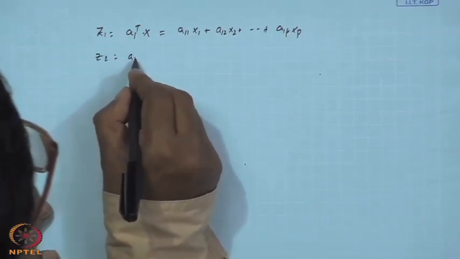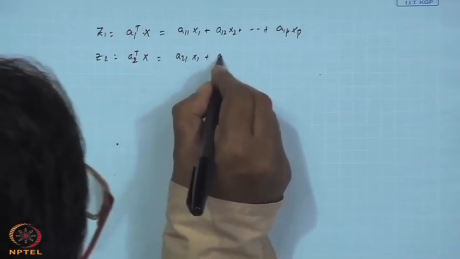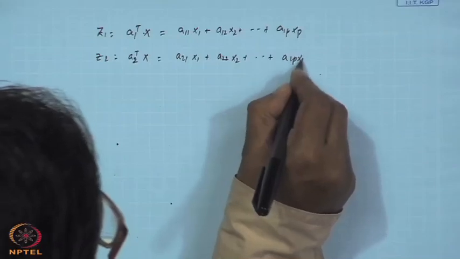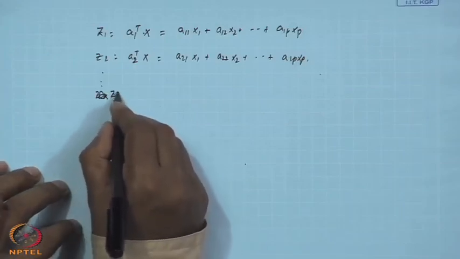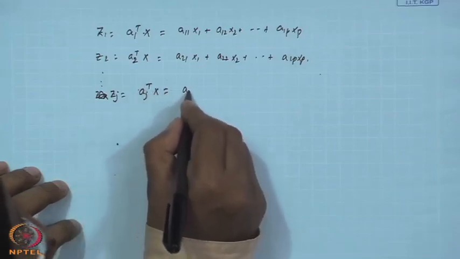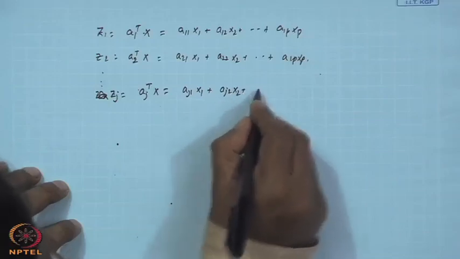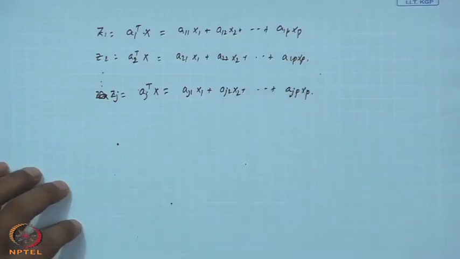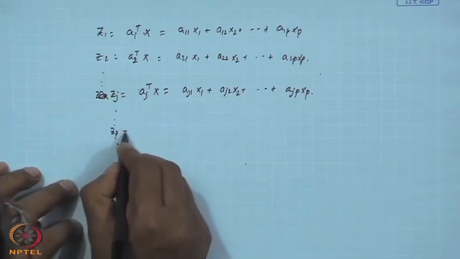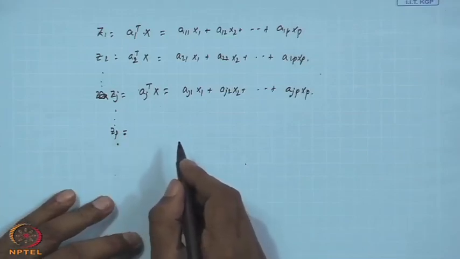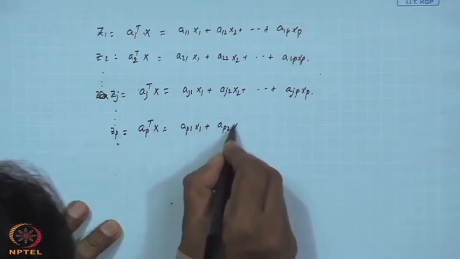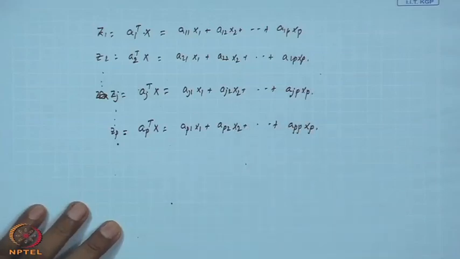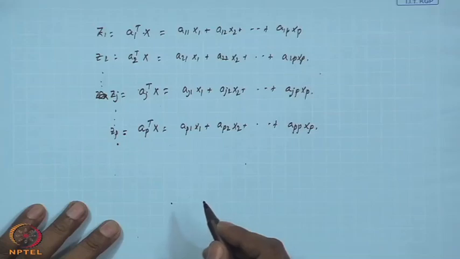Similarly z2 is a2 transpose x, which is a21 x1, a22 x2, up to a2p xp. If you write zj, then it is aj transpose x, which is aj1 x1, aj2 x2, up to ajp xp. Following this, if you go up to the last principal component that is possible, that is ap transpose x, which is ap1 x1, ap2 x2, up to app xp.